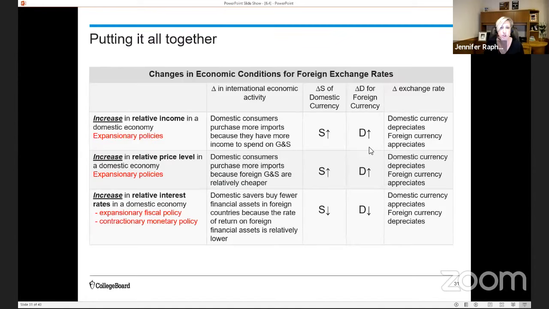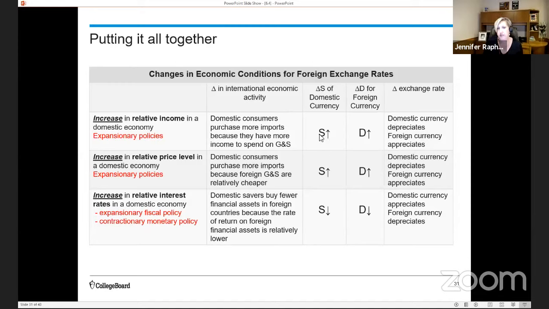Okay, so I'm going to bring this chart back up. And so now we can put our policies in with our change in economic conditions. And this would be a great tool for you to have. We know that expansionary policies are designed to increase aggregate demand, to increase real GDP, which increases real income. We know that expansionary policies in the short run are often accompanied by increases in the price level. And when it comes to real interest rates, we want to take a look. Expansionary fiscal policy would drive up interest rates, and contractionary monetary policy would drive up interest rates.